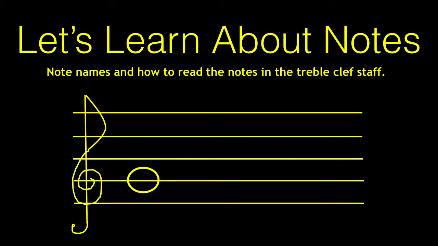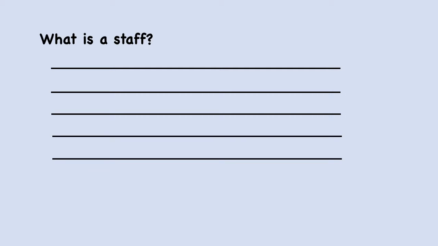Today we are learning the names of the notes of the treble clef staff. What is a staff? 5 lines and 4 spaces on which notes are placed to represent pitch. When talking about specific lines and spaces, you always count from the bottom up.